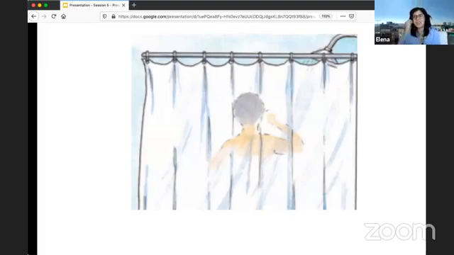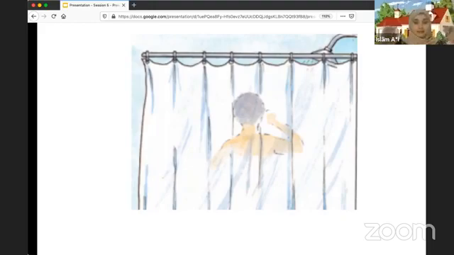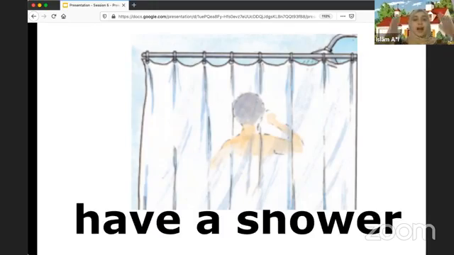Okay, so this is another picture of a man. So what is he doing this time? Again, not a difficult question because Dahlia has already told us about it before when she was talking about her ideal house. So it's something that we do in the bathroom. And this man is having a shower. Have a shower.